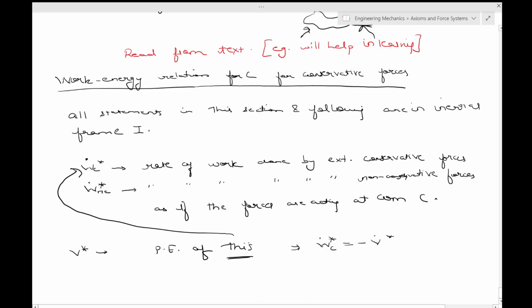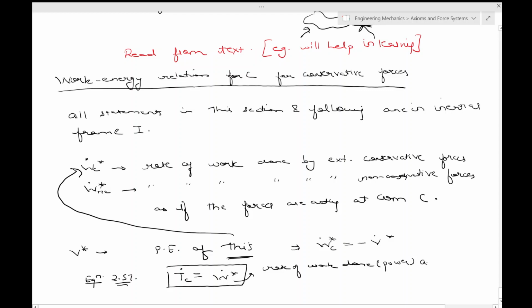So let's now check equation 2.57. Let me pull that out, and you should also look for equation 2.57, and we want to invoke that over here. Okay, there you go. So equation 2.57 is T dot C is equal to W dot star, where W dot star is the rate of work done, or also called power, of all external forces as if acting at C.